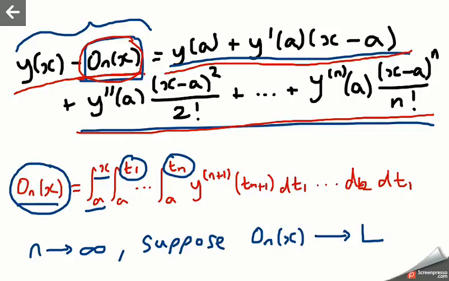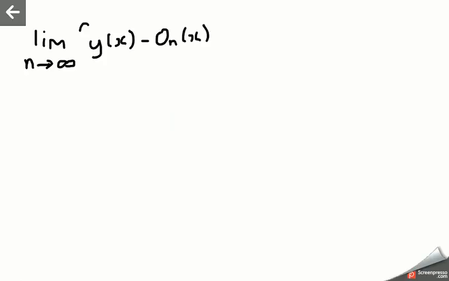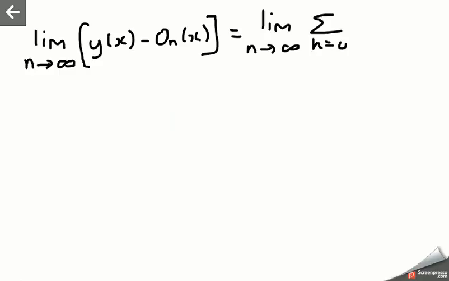Well then, in that case, let me go to a new board. In that case, we must have that the limit as n gets bigger and bigger of y of x minus Rn of x must be equal to the limit as n tends to infinity of this thing on the other side, which I'm going to write now as the sum from k equals 0 to n of y differentiated k times at the point A, divided by k factorial, times (x minus A) to the power of k.